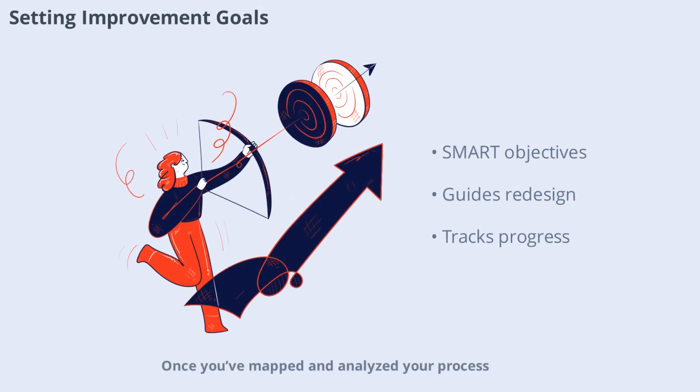Once you've mapped and analyzed your process, it's time to set clear improvement goals. These goals should be specific, measurable, achievable, relevant, and time-bound, often referred to as SMART goals. Whether you want to reduce cycle time, cut costs, or improve quality, having well-defined objectives will guide your process redesign efforts and help you track progress.